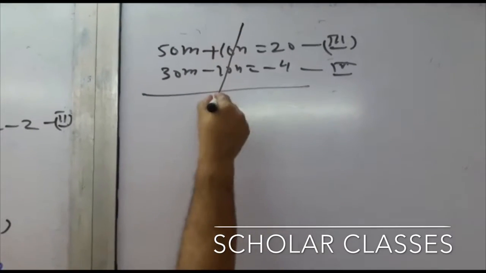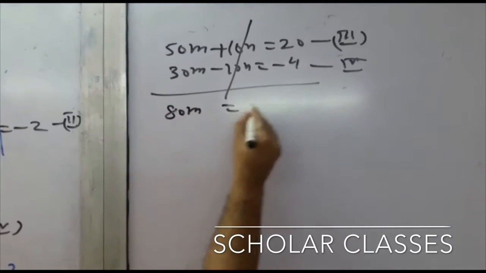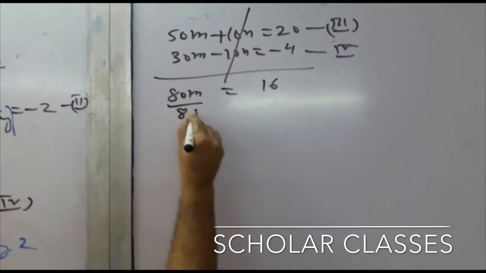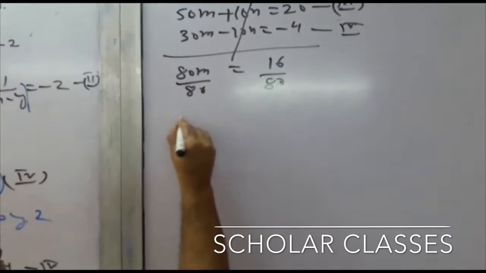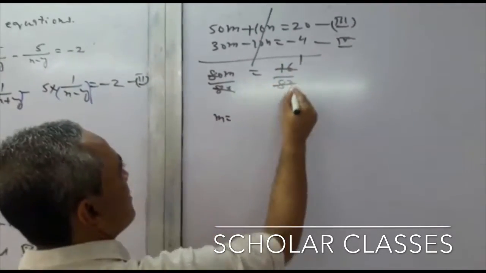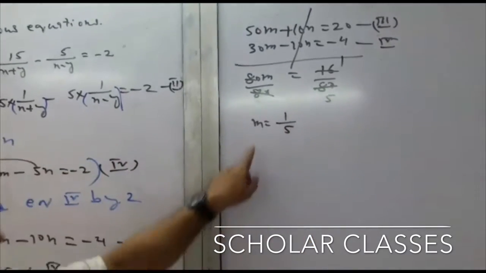अब plus 10m minus 10m cancel, 50 and 30 it will become 80m is equal to 20 minus 4, it will become 16. Cancel by 80, therefore m is equal to 16 1 the 16, 16 5 the 80, m is equal to 1 upon 5. This is the answer.